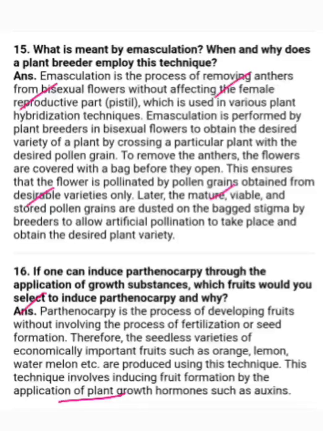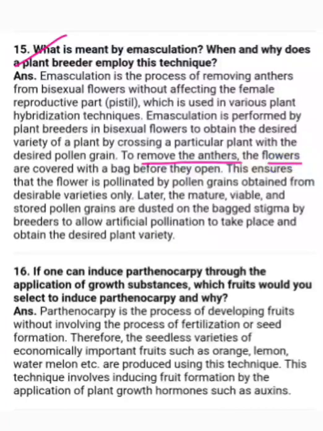Now next question, question number 15. What is meant by emasculation? When and why does a plant breeder employ this technique? Emasculation is the removal of anthers from a bisexual flower without removing or affecting the female reproductive part, and this is done for artificial hybridization, for getting better quality of flowers or for getting better quality of seeds. And this is done by plant breeders in bisexual flowers to get the desired variety of the plants by crossing the particular plant with the desired pollen grains. And the anthers are removed, which is known as emasculation.